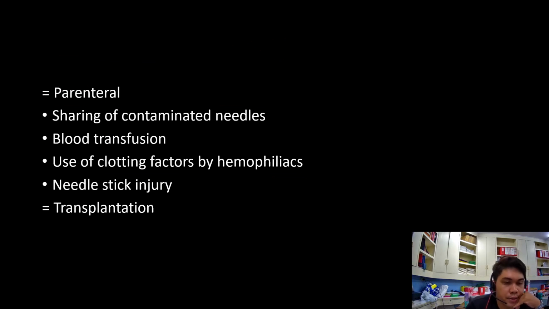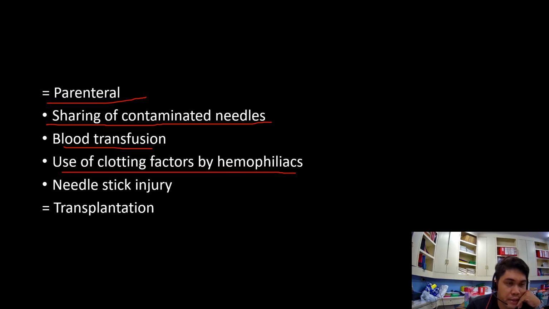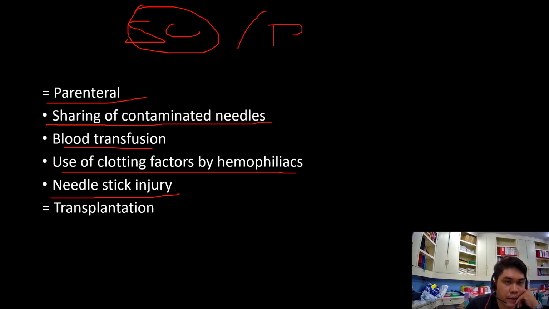Next is parenteral. Examples are sharing of contaminated needles, blood transfusion, use of clotting factors by hemophiliacs, and needle stick injury. Regarding the transmission of HIV, the primary route is sexual contact. Then you can also transmit HIV parenterally.